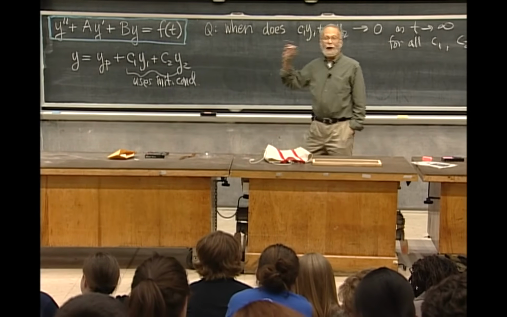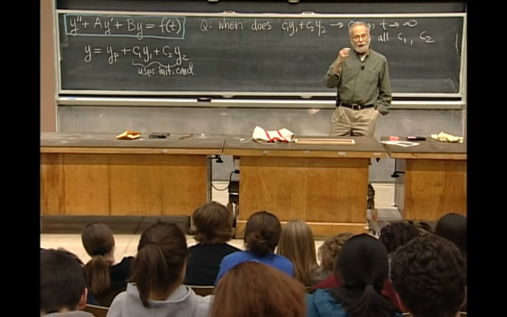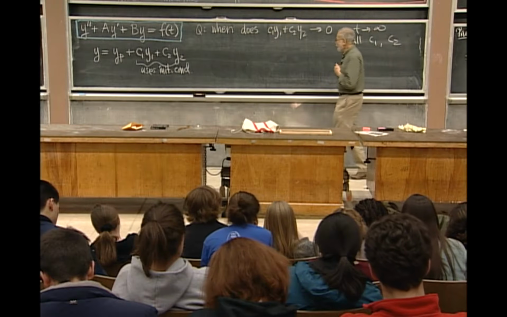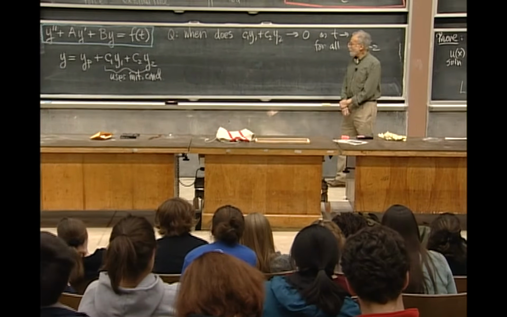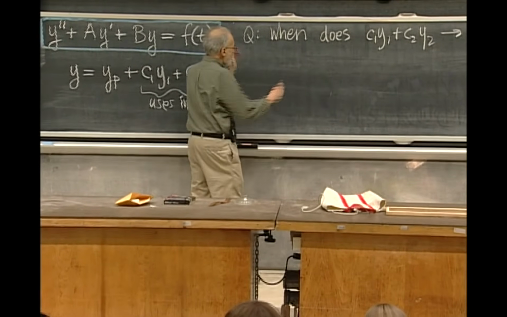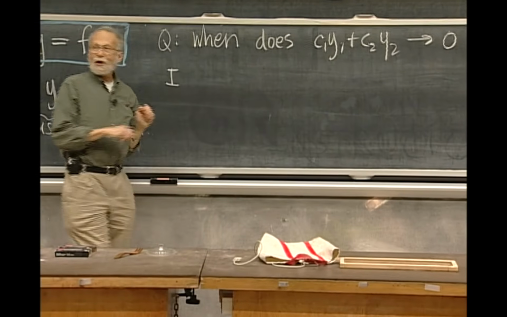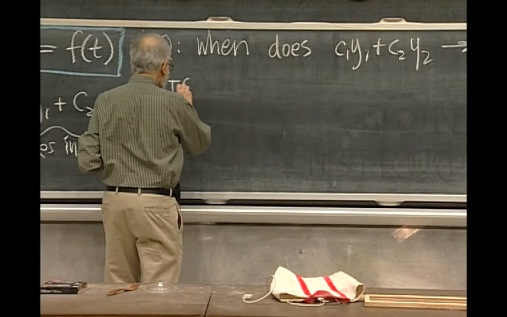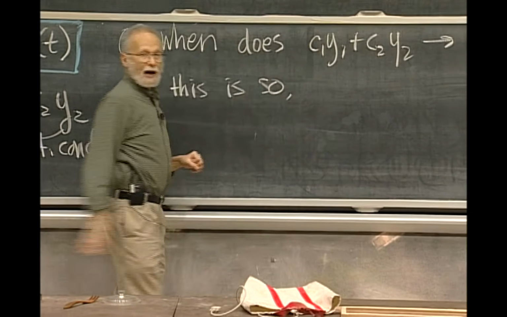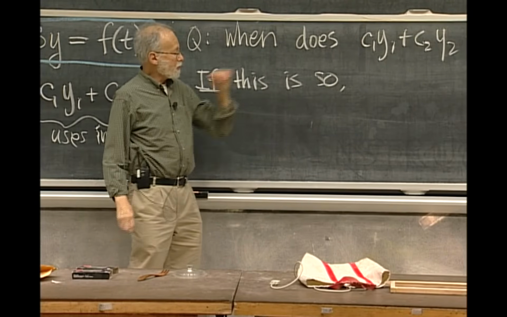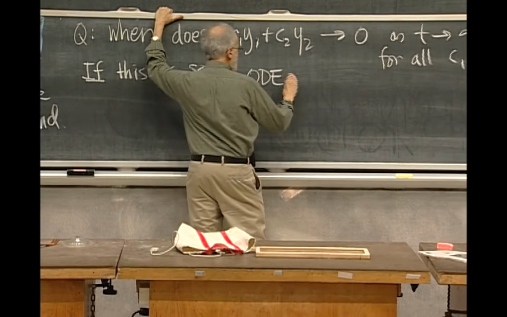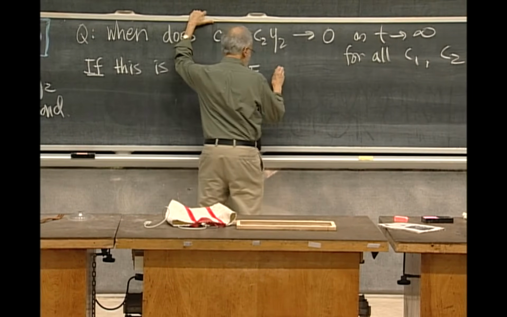Here I want to make the same kind of analysis, except it's going to take a little more trouble, but the answer, when it finally comes out, is very beautiful. So when are all these going to go to 0? First of all, you might as well have the definition. If this is so, in other words, if they all go to 0, everything in the complementary solution goes to 0, then the ODE is called stable. Some people call it asymptotically stable. I don't know what to call it.